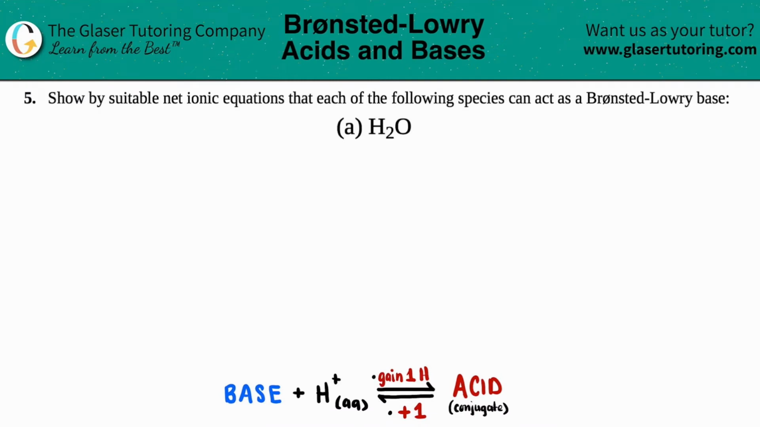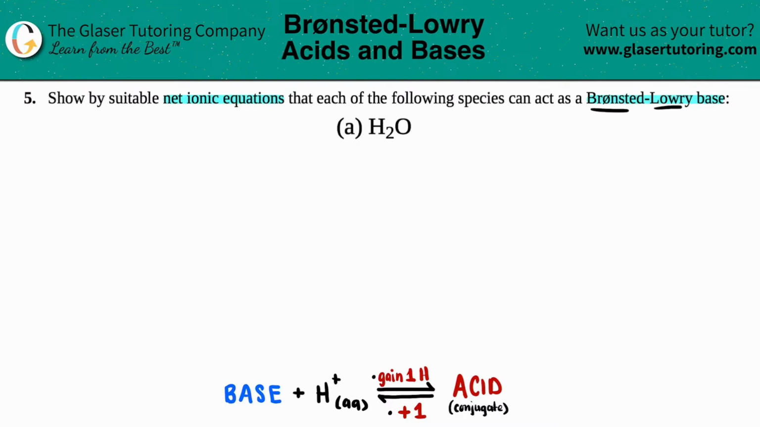5. Show by suitable net ionic equations that each of the following species can act as a Bronsted-Lowry base. And then we have letter A. So in this case, we just have to show via a net ionic equation that H2O can actually act as a Bronsted-Lowry base. Well, just, background story here.